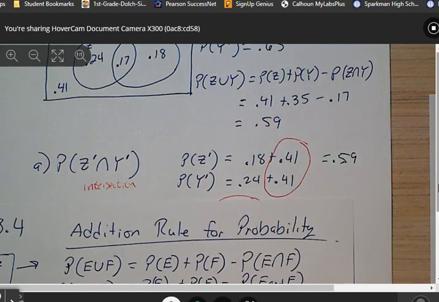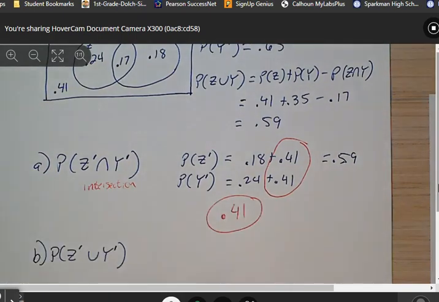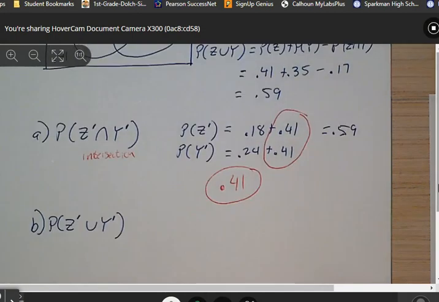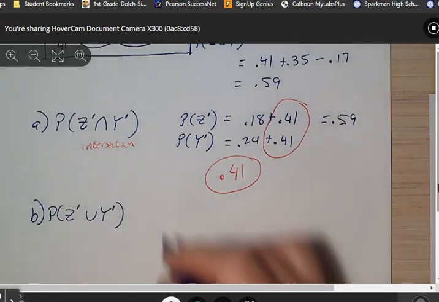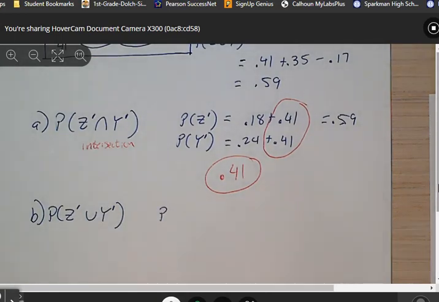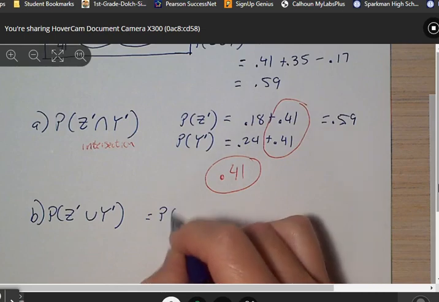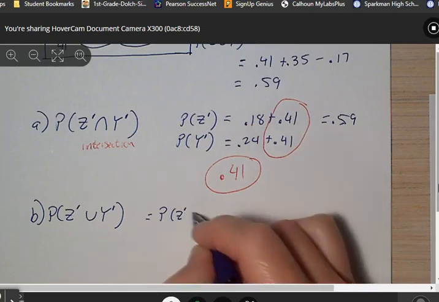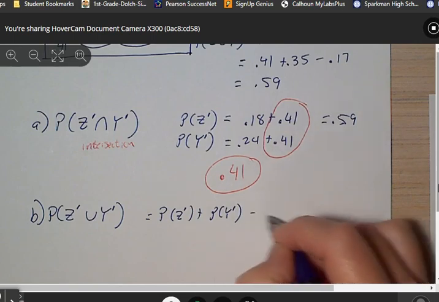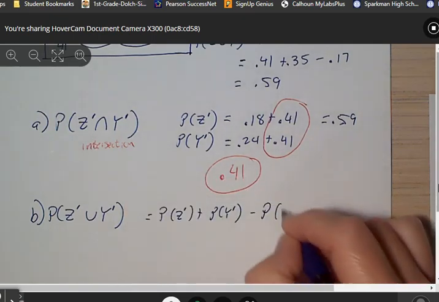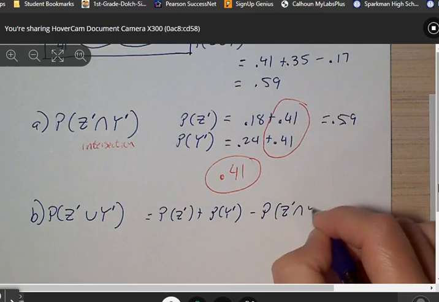Basically we can do the probability of Z plus the probability of Y and then take out the intersection. You can visually do that one if you want to, but to me, it was easier to do it mathematically because we already have everything we need for this one. The formula then would be the P of Z prime plus the probability of Y prime minus, and we're going to take out this intersection of Z prime and Y prime.